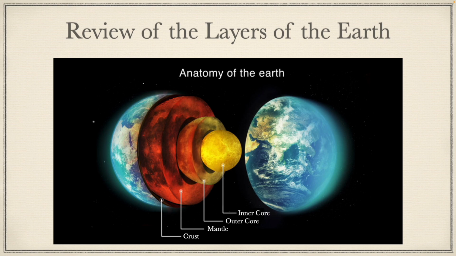So a quick review of the layers of the Earth. So we start with the outer layer. You got the crust, okay? Then we've got the mantle, which is just below that, and that's where a lot of our magma is actually at. It's actually in the mantle and comes up into the crust. Then you got the outer core and the inner core, okay? So that's just our basic anatomy of the Earth here, the layers of the Earth.